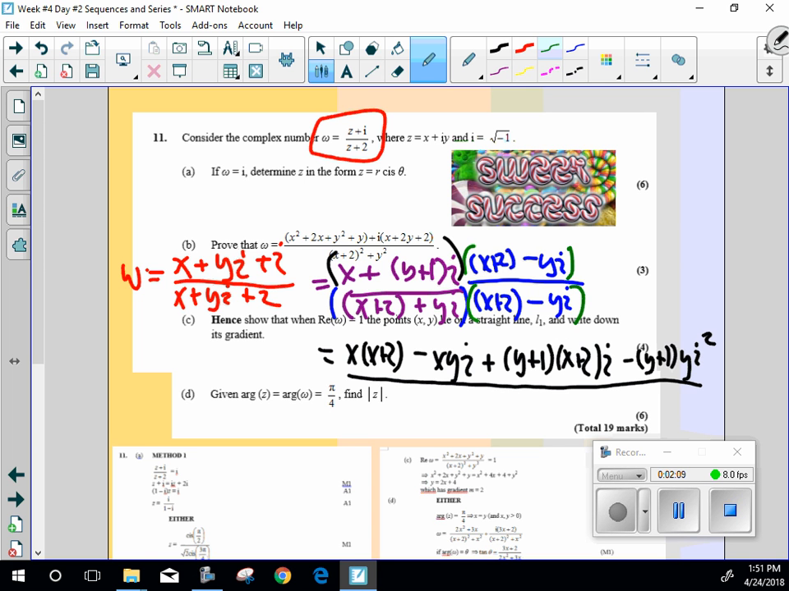All over (x plus 2) times (x plus 2). I'm going to have plus yi(x plus 2) minus yi(x plus 2). Do I have to write those? Are you going to spare me? Oh, thank you. These will cancel, right? But then the last part will be minus y squared i squared.